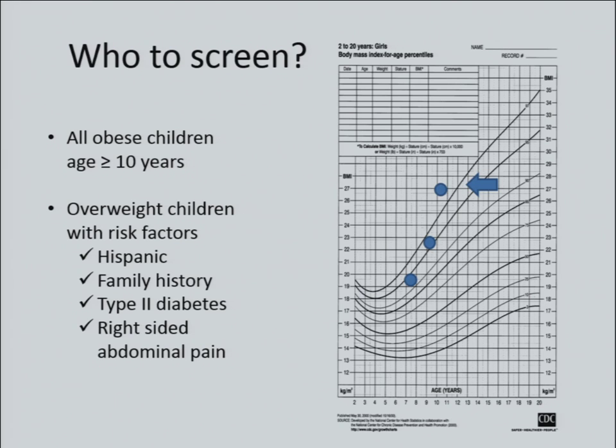If they have type 2 diabetes, they have an increased chance of having NAFLD and having a more severe form. And then right-sided abdominal pain is a symptom that's been associated with NAFLD, and so that can be considered a risk factor. It's not very specific or sensitive, but if they do have right-sided abdominal pain, NAFLD is something to consider. One that I forgot to put here on the list is sleep apnea. So sleep apnea is a risk for more severe fatty liver disease and should be considered a risk factor.